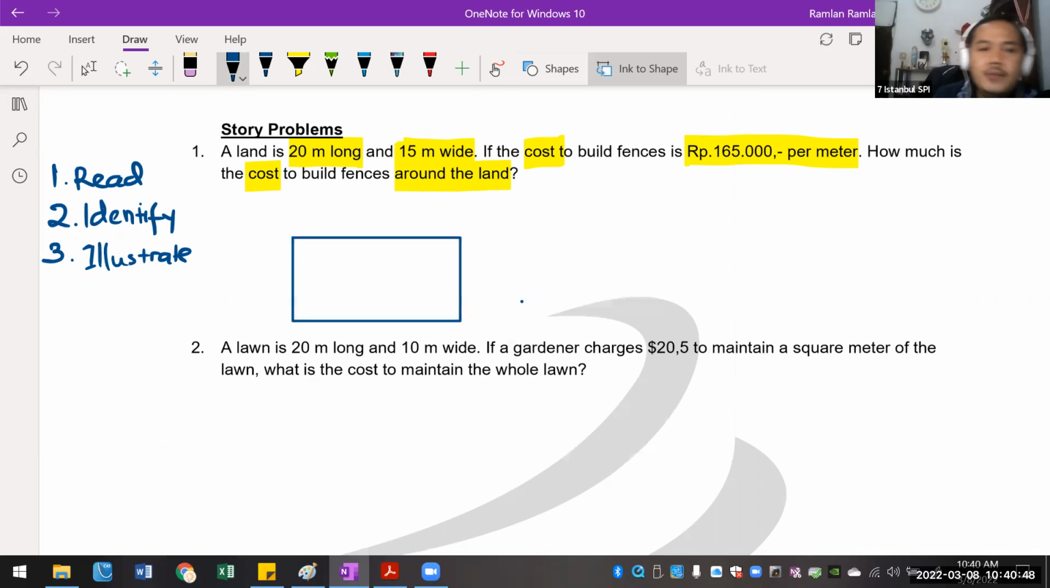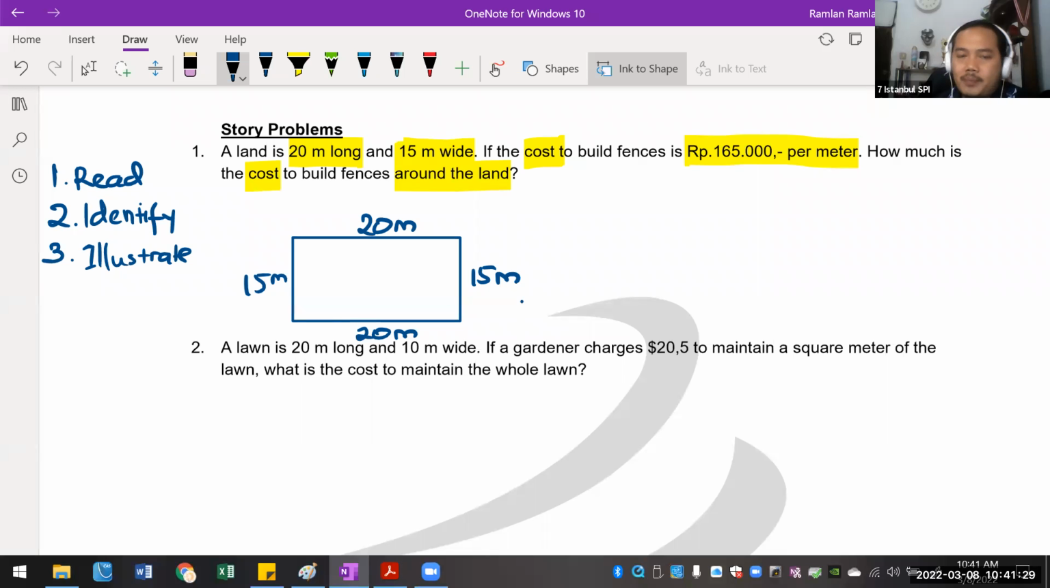Here we go. Based on the information from the question, we know that it is 20 meters long and 15 meters wide. So I'm going to write down the 20 and the 15. The 20 is going to be here, the length, and the 15 is going to be over here. By illustrating that, you'll see this is a rectangle, and we have 20 and 15. So this side is 15 meters and this side is 20 meters, because we know this is a rectangle. That is the first thing that we're illustrating from the question.